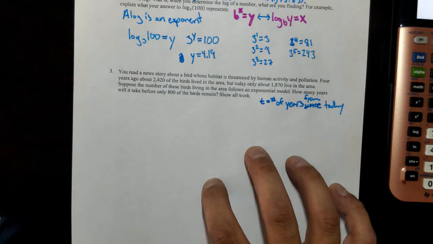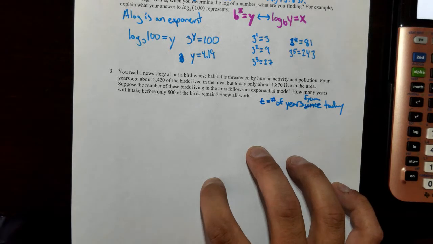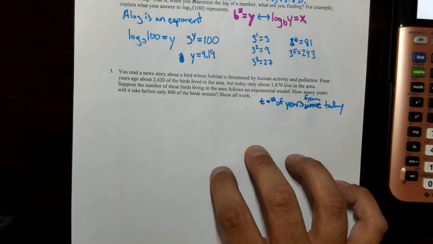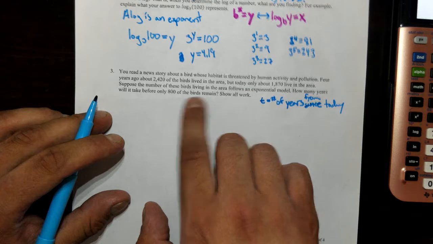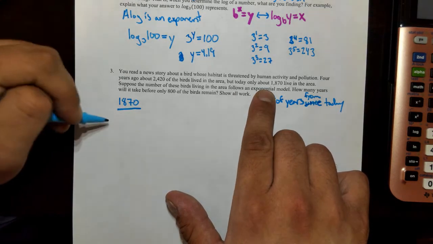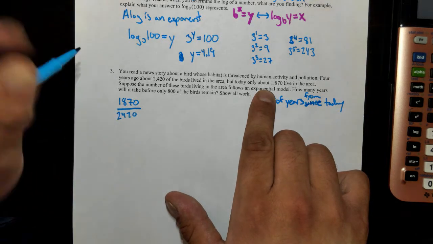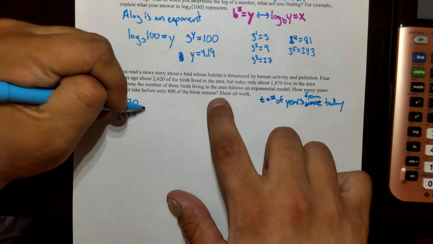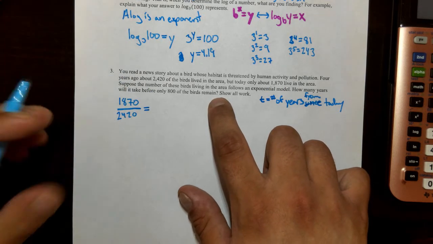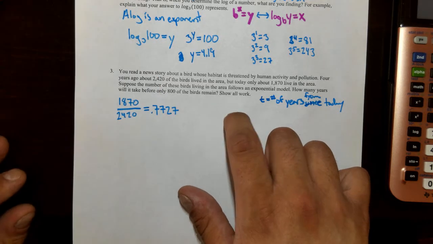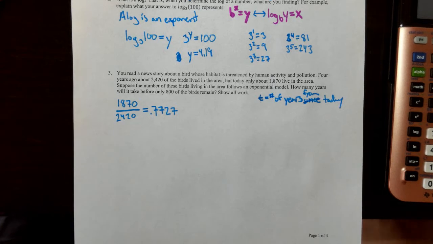Okay. So first we need to find our change factor. So we're going to take 1870 and divide it by 2420. Because remember, we can take 2 consecutive outputs, divide them, and we can find our change factor. That's going to be 0.7727.